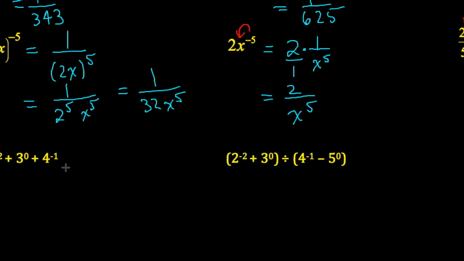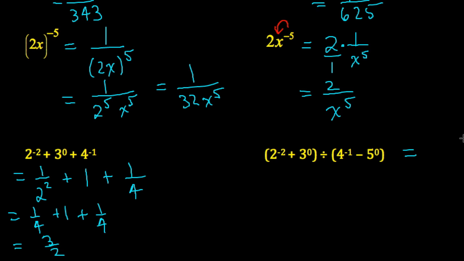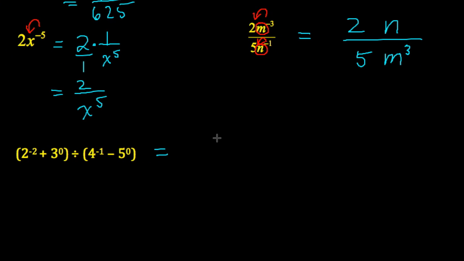A couple more evaluations here. 2 to the negative 2 is 1 over 2 squared, plus 3 to the 0 is 1, plus 4 to the negative 1 is 1 over 4 to the positive 1, or 1/4. Well, that's 1/4 plus 1 plus 1/4. And that's, well, let me see here. That's 1.5, or 3 over 2. Moving on, just one last one to go.